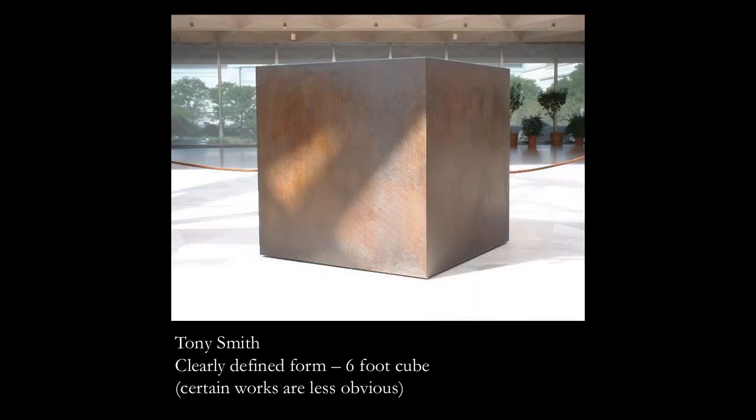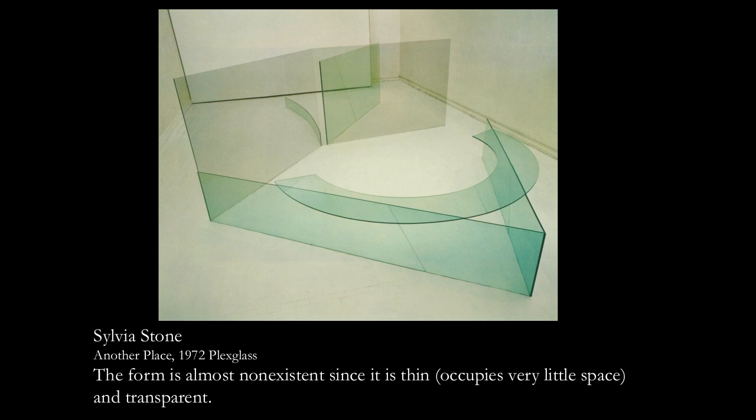Let's take a look at Tony Smith's piece. This is a great example of clearly a form, right? It's very obvious. It's a 6-foot cube made out of steel, I believe. And so it automatically tells you about its presence, right? It's this sort of massive thing. But not all works are as obvious as this piece. So let's take a look at this piece.